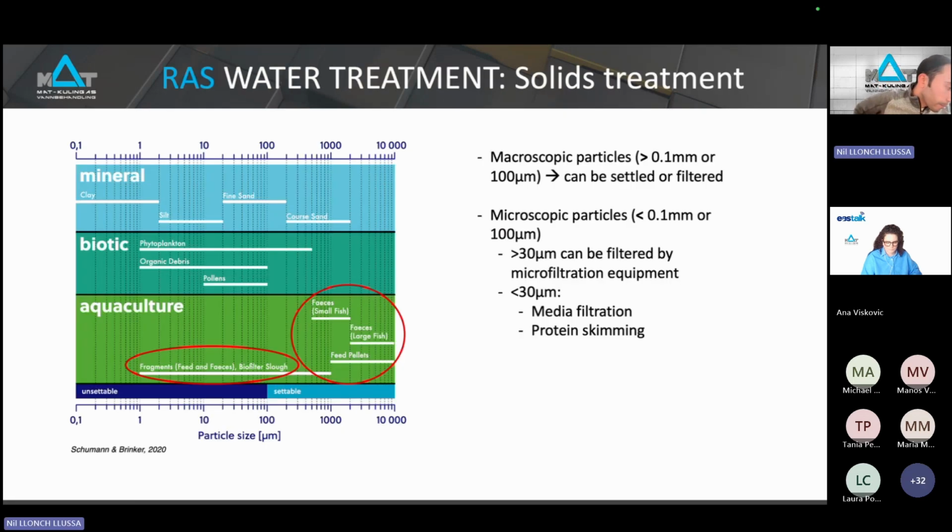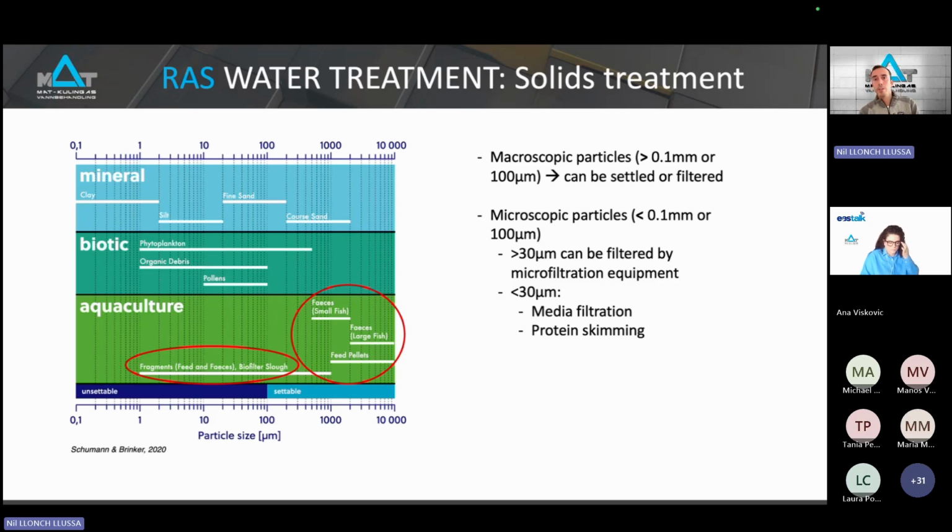Then the first and most important topic of water quality that I will be focusing on today is solids treatment. In aquaculture, the solids, highlighted in this picture on the left with red circles, come mainly from feces and uneaten feed pellets. However, we also find fragments of, for example, the biofilm of the biofilter or some other surfaces. Among the particles, we can differentiate between bigger and smaller ones.